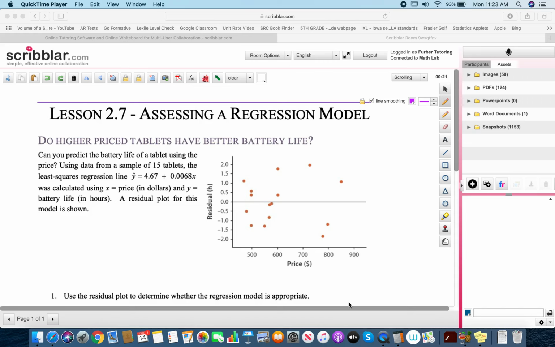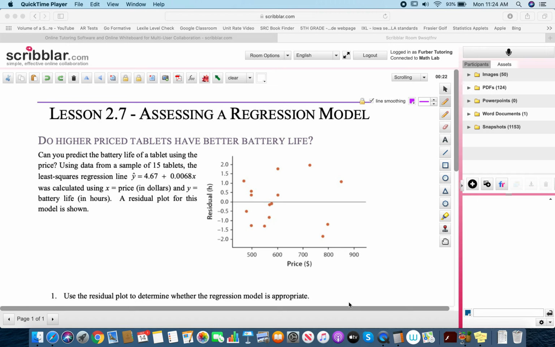So the lesson application for lesson 2.7 is about assessing whether a regression model is appropriate and also a couple of other features. This one is about batteries. Do higher priced tablets, like iPads or Kindles, have better battery life? Can you predict the battery life of a tablet using the price?